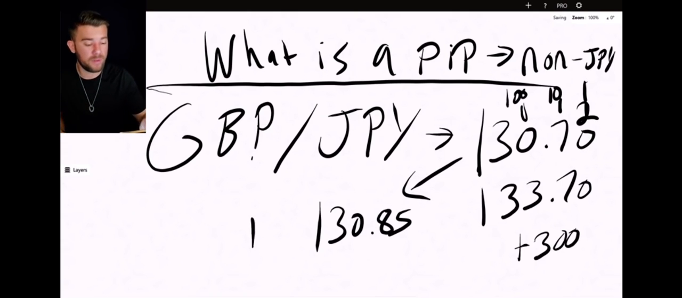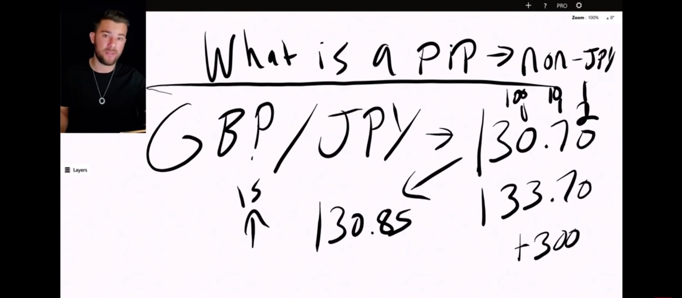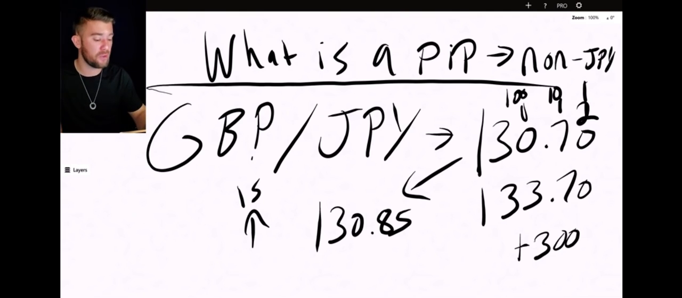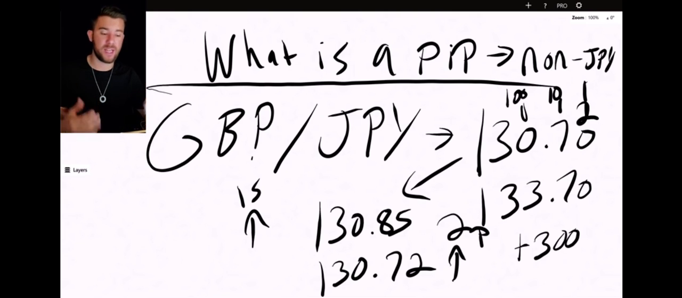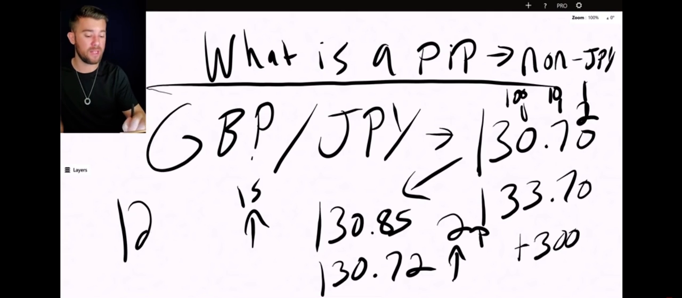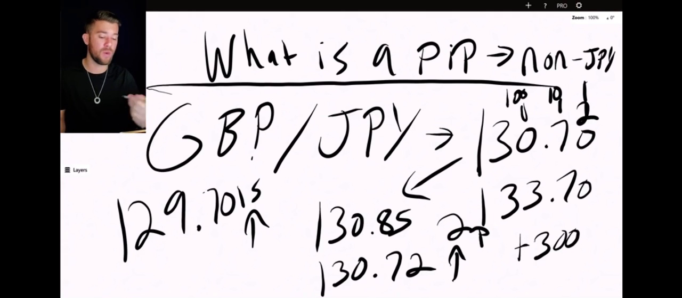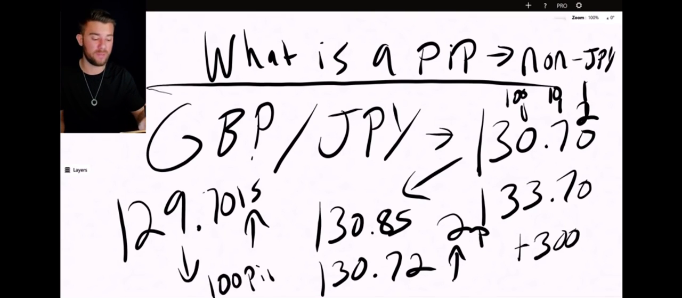We moved up 15 pips, because 70 to 85 is 15. If we go to 130.72, how many pips did we move? Up 2 pips. And if we go from 130.70 to 129.70, how much did we go down? 100 pips. We went down 100 pips.